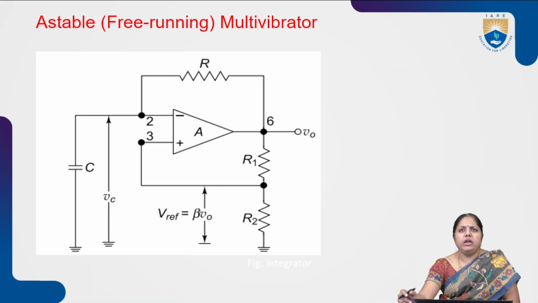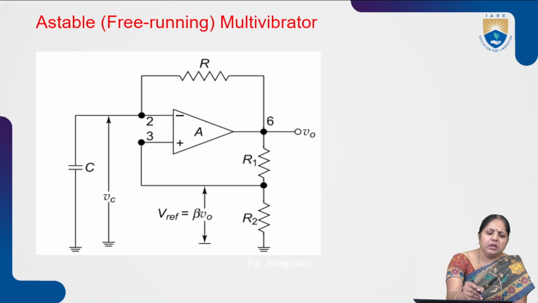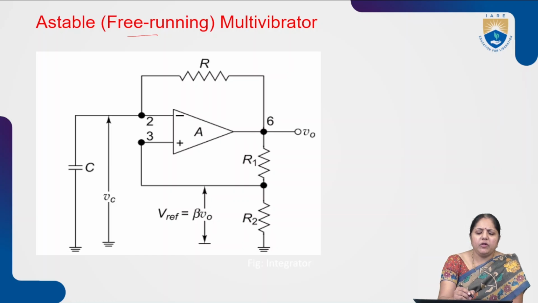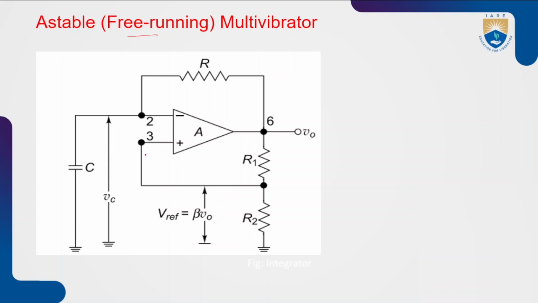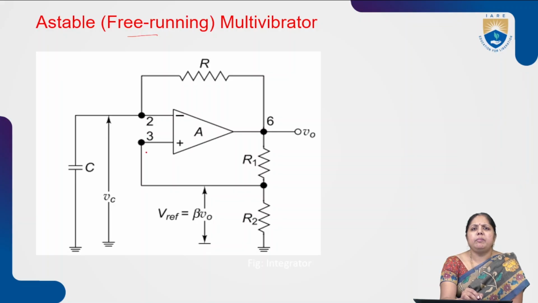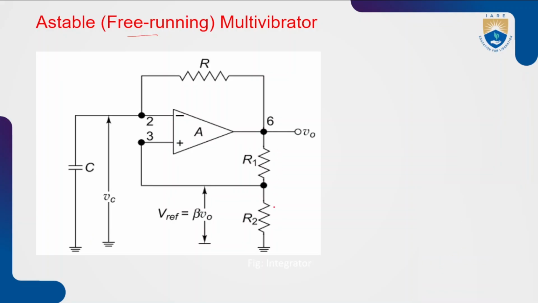Today we are going to see the astable multivibrator. Please remember that the other name of the astable multivibrator is the free running multivibrator. If you observe this circuit diagram, we are not giving any type of AC signal to the inverting terminal or the non-inverting terminal. I have simply connected the inverting terminal through a capacitor to ground, and the non-inverting terminal is given feedback through the resistor divider network.